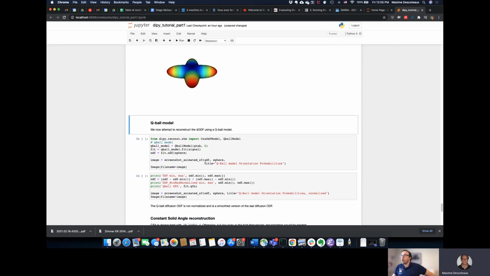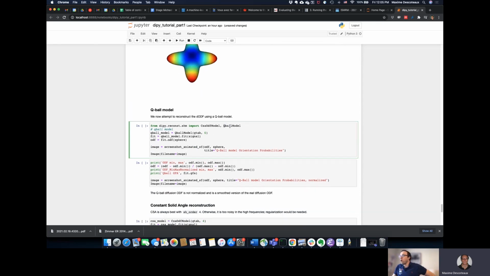Now we can declare a cue ball model. So again, we go get the cue ball model, and later we'll have this constant solid angle ODF model from the reconstruction. And this is classical DIPY simple code, where you declare the model with a certain gradient table and a spherical harmonic order. You fit the signal, and then you extract the ODF, or eventually the GFA. So super simple, 2 or 3 lines of code.